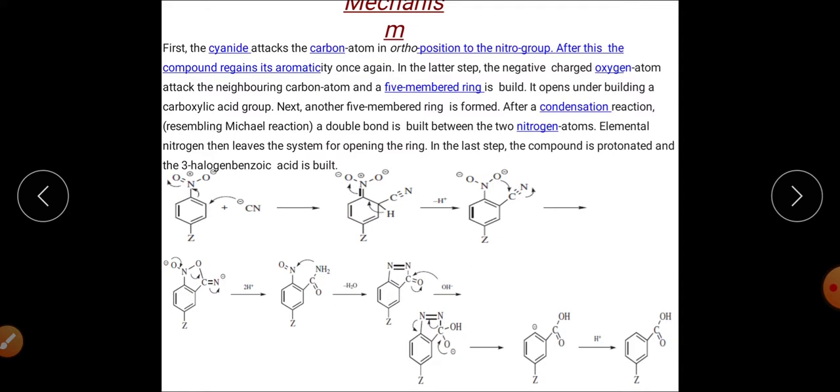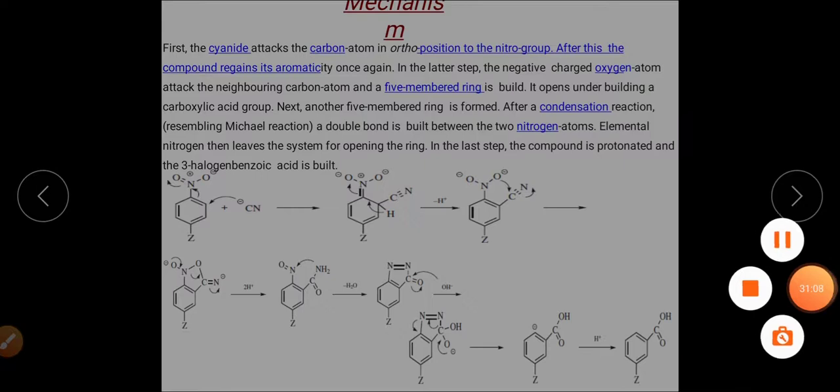So that's all about the von Richter rearrangement reaction and SRN1 mechanism. Tomorrow we will discuss some more name reactions of this aromatic nucleophilic substitution reaction.